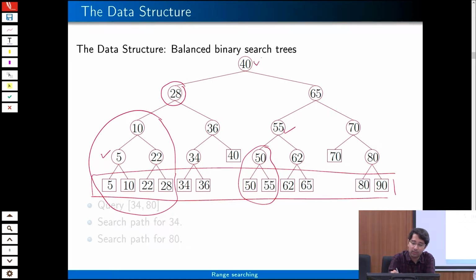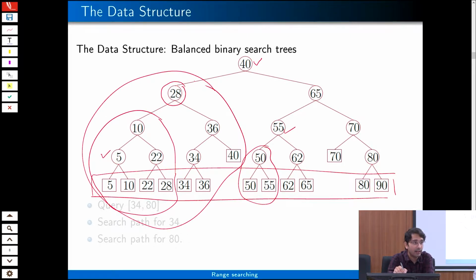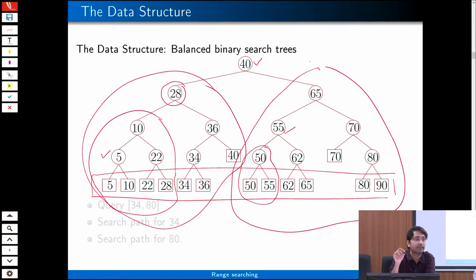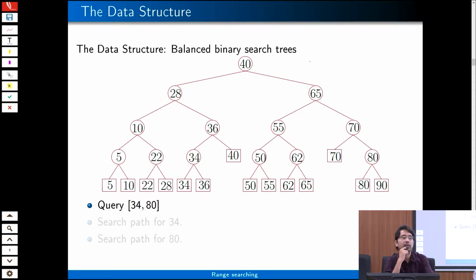So, this 40 is the maximum among all the elements here. So, all the elements here are less than this, and all the elements here are greater than 40. If I have to find an element now, this is how I am storing the integer values.